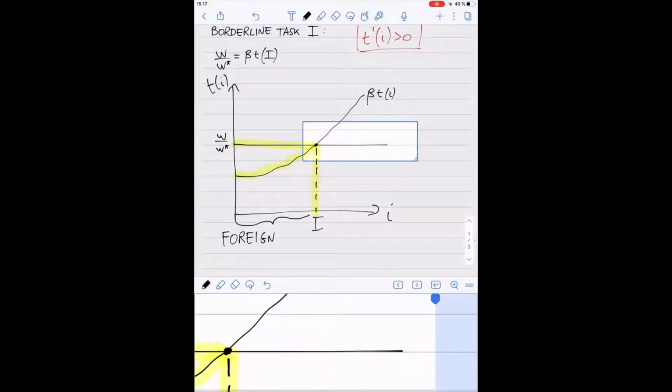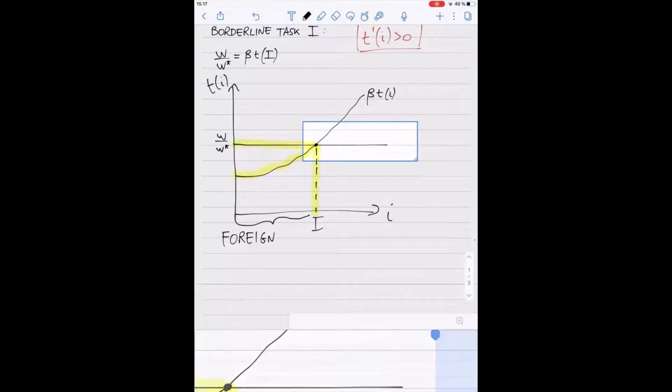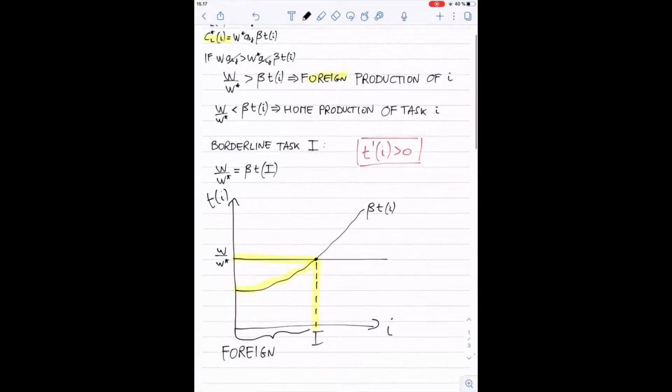And then, you know, the borderline task is something that we're indifferent between producing at home and abroad. What about the remainder part? Well, in that case, we're in the other condition, right? In this area, we know that the relative wage at home is lower than the cost of offshoring. And so it is more convenient to produce this part at home.